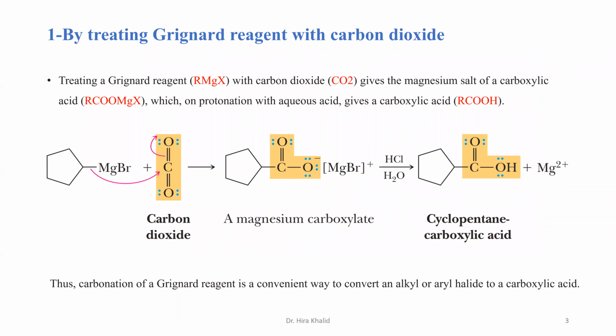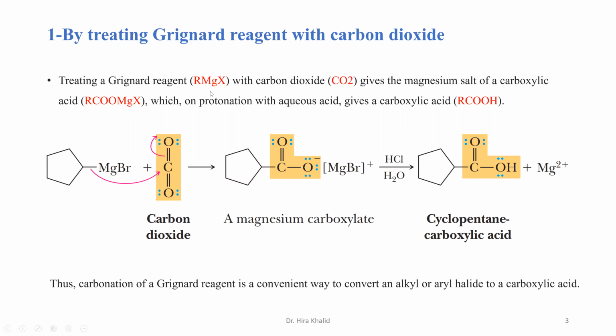The first method we are going to talk about is the preparation of carboxylic acid by the carbonation of the Grignard reagent. The carbonation of a Grignard reagent is a convenient way to convert an alkyl or aryl halide to a carboxylic acid, and that alkyl side comes from the Grignard reagent, right? If we react it with carbon dioxide, we can eventually get our carboxylic acid. So we will see the mechanism of this one.